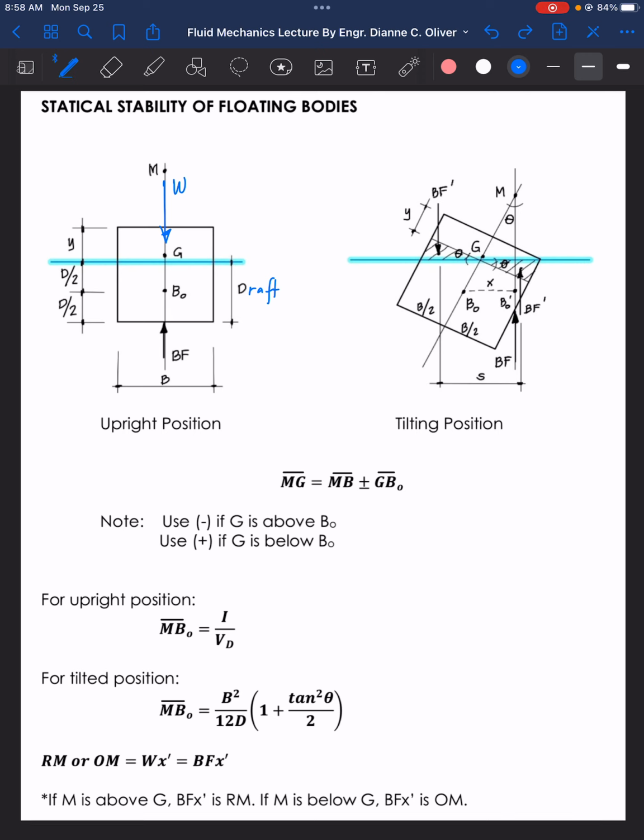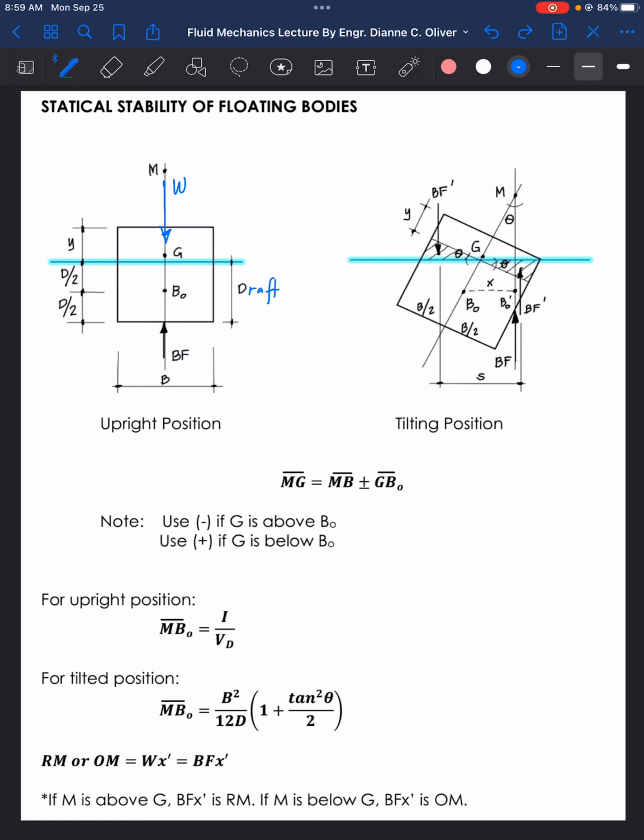Okay. However, when the body tilts due to wave or wind action, the center of buoyancy shifts to its new position. So this is the tilting position, and the center of buoyancy, B sub O, shifts to its new position, which is B sub O prime. So let's name it B sub O prime here for the new position of the center of buoyancy. And the two forces, the W and buoyant force, which are no longer collinear, produce a couple equal to Wx.